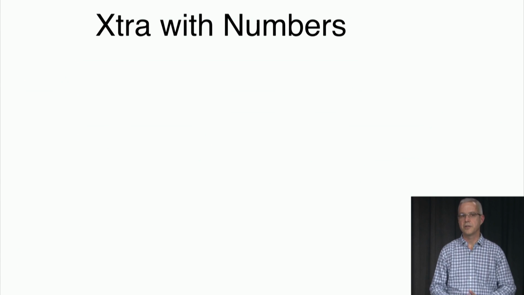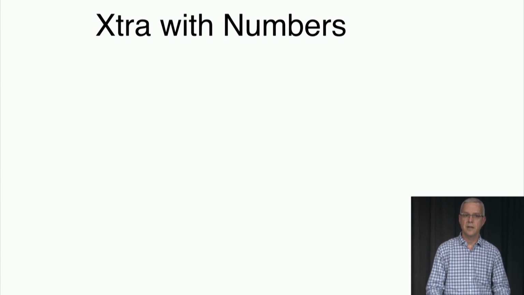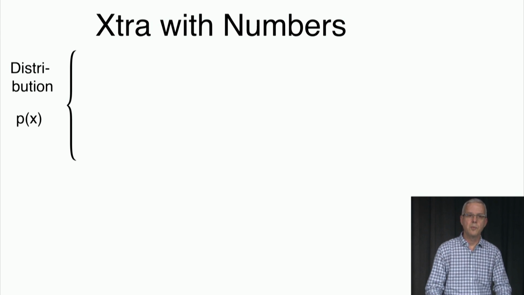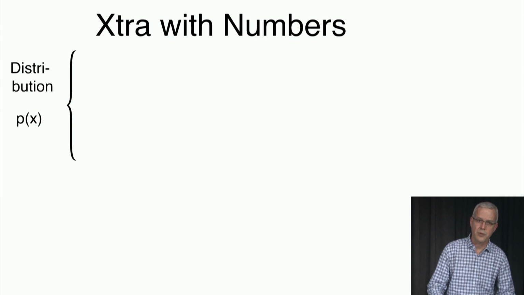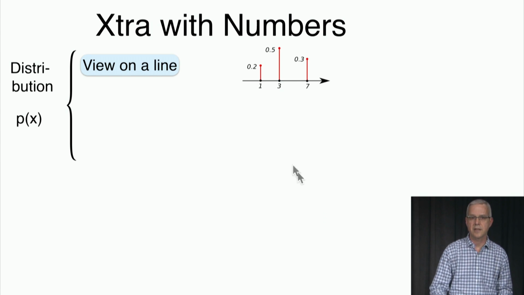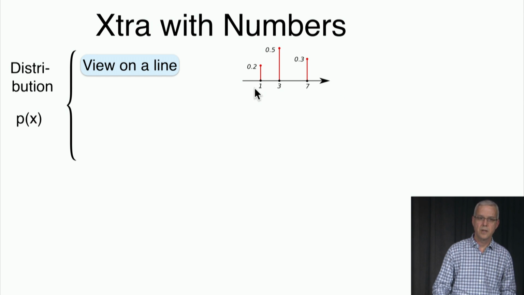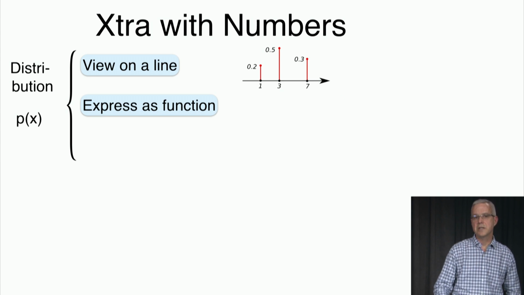let's see how numbers are different from outcomes like those we have studied so far, like coins and heads and tails and so on. So first of all, for the distribution, P of x, we have a few more features. Because it's a number, we can view it on a line. For example, we can say that the probability of 1 is 0.2, the probability of 3 is 0.5, the probability of 7 is 0.3, and so on. So we can view the values of x on the real line because they're numbers. Okay. We can also express them as a function.